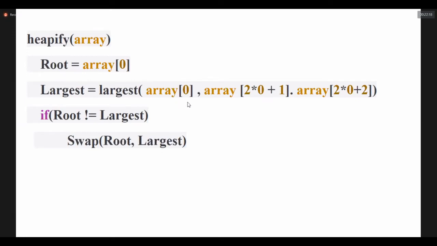Array of 0. What are the children of 0? 2 times 0 plus 1 is the left child, array of 2 times 0 plus 2 is the right child. Among these three, find the largest value. First, you have to find the largest of the root, left child and right child value. If the root is not the largest, then swap the root and the largest value.